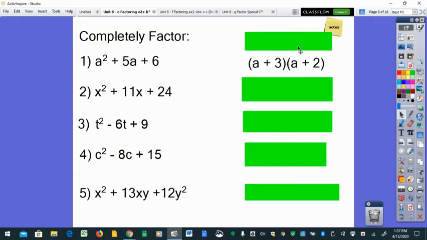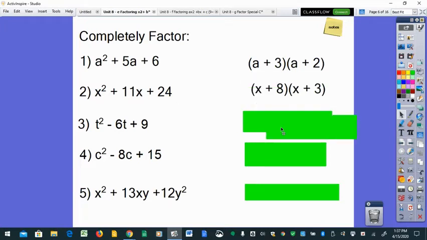All right, so how'd you do on the first one? Do you have one of the linear binomials being a plus 3 and the other one being a plus 2? 3 times 2 is 6, and 3 plus 2 is 5. And if you FOIL this, you would get this answer back. How about the next one? 24 is a bit of a bear because there's lots of pairs. 1 and 24, 2 and 12, 3 and 8, 4 and 6. So there are a lot of combinations with numbers like 24, 36, 48, and on and on.